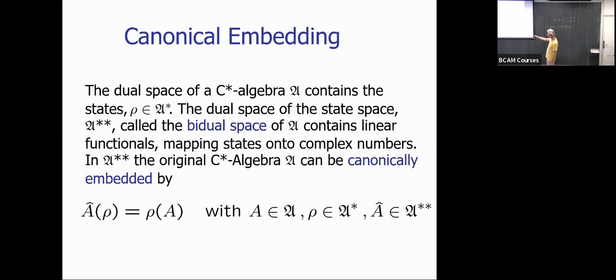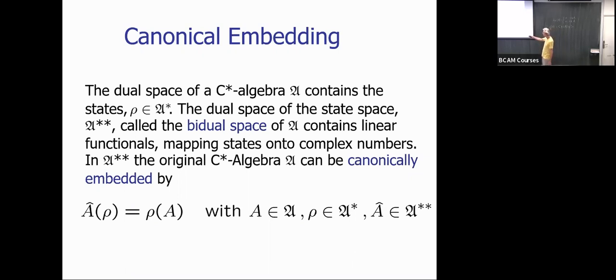Then we look at the state space, which is the dual space of the C-star algebra. And now let us simply look at the dual of the dual, which is called the bidual. So we start with the algebra. We take the states, which is the space of linear functionals mapping algebra elements into complex numbers. This is the dual space, which is of course a vector space again and a Banach space.